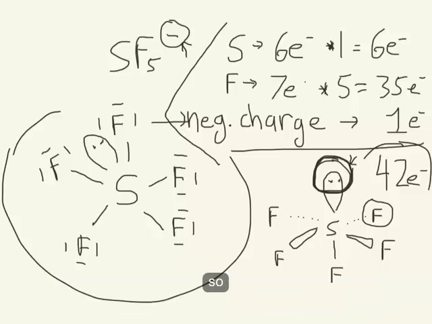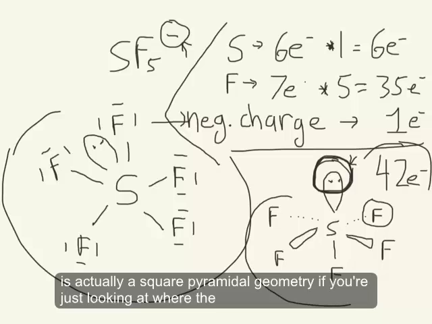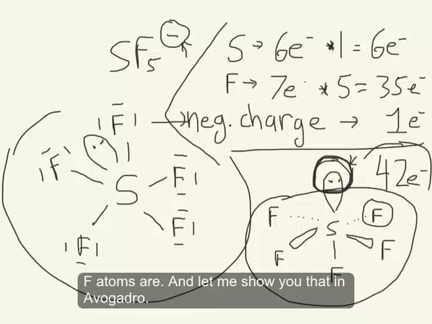So what we have here is actually a square pyramidal geometry if you're just looking at where the fluorine atoms are. And let me show you that in Avogadro.